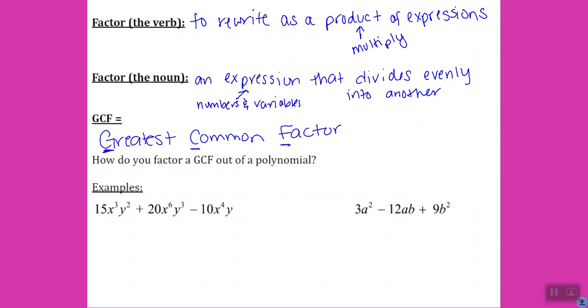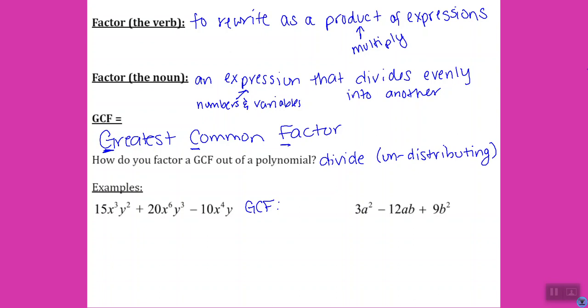So how do you factor a GCF out of a polynomial? We divide, and it will look like undistributing. So it's basically like distributing backwards. So in our first example, the first thing we need to do is figure out what the GCF is.